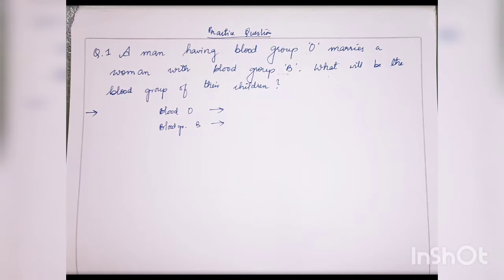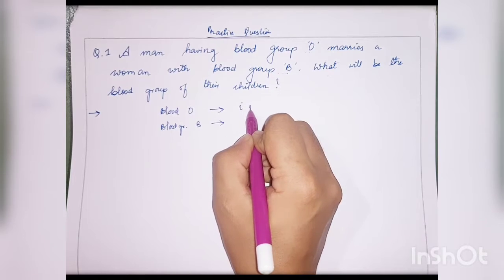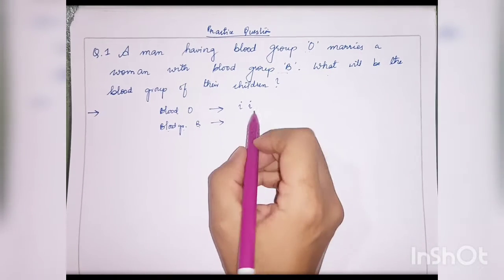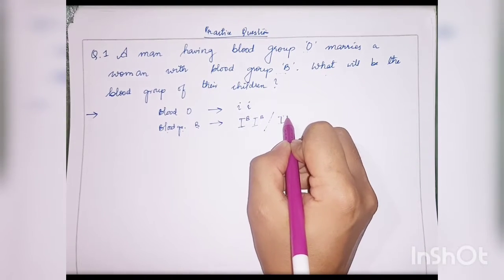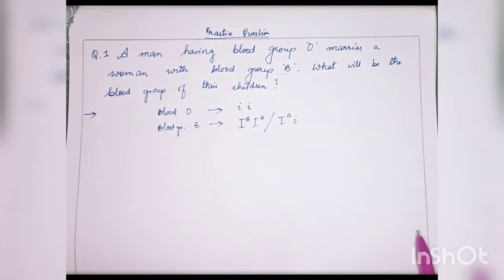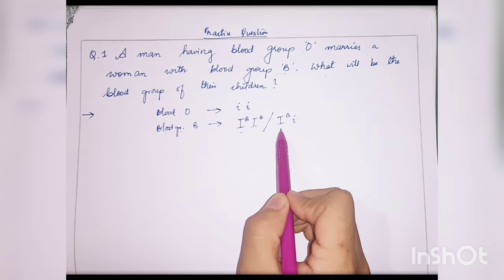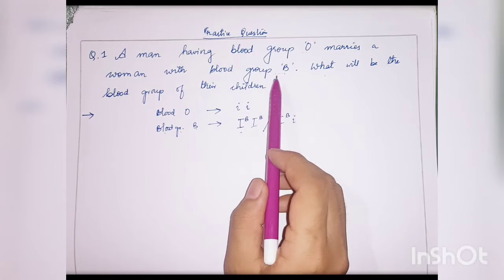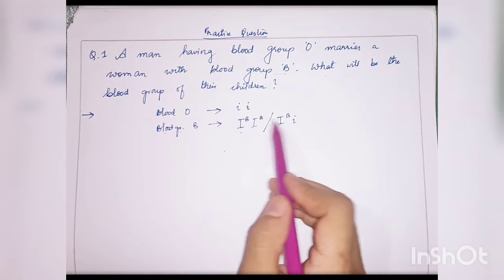Now we are going to see the genotype. For blood group O, the genotype was small i, right? I told you to memorize the table. From there we are going to refer. And for blood group B, it can be either IB IB, homozygous, or IB i. So the mother may have either this genotype or this genotype. Since there is no mention of heterozygous or homozygous in the question, we will have to see for both of these.